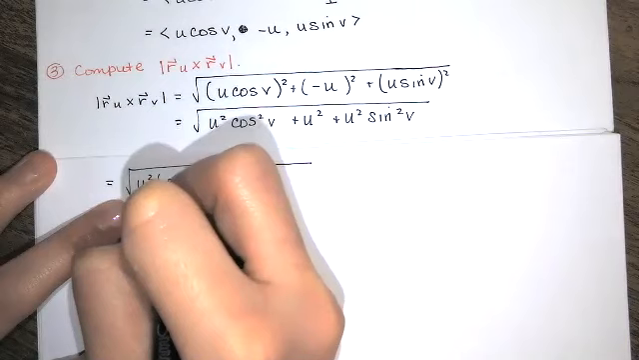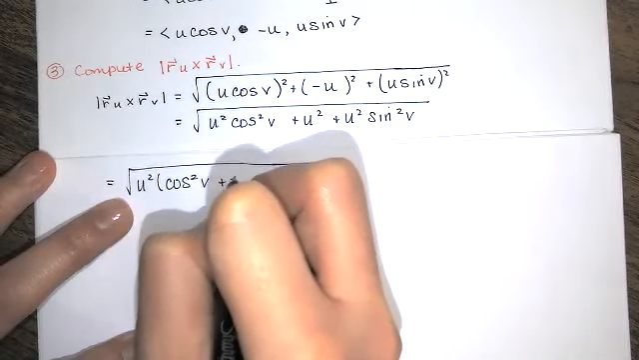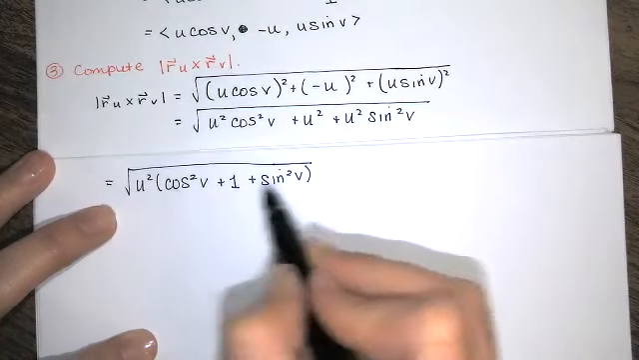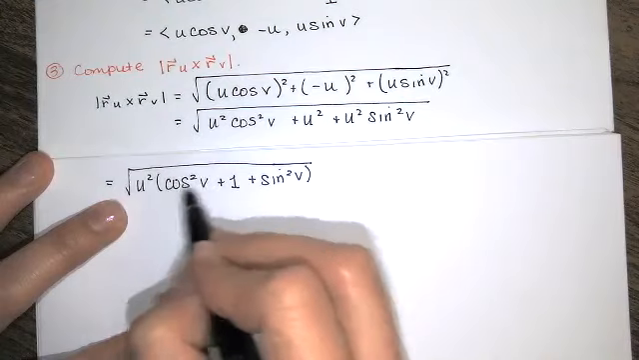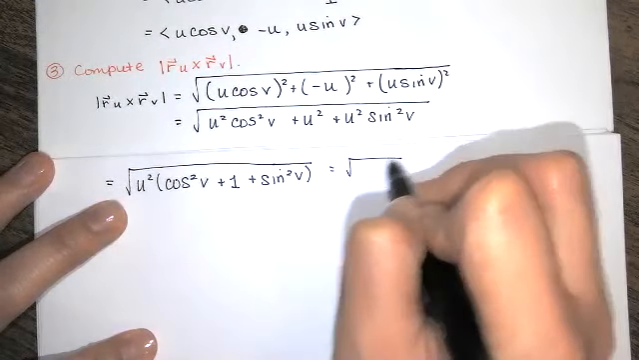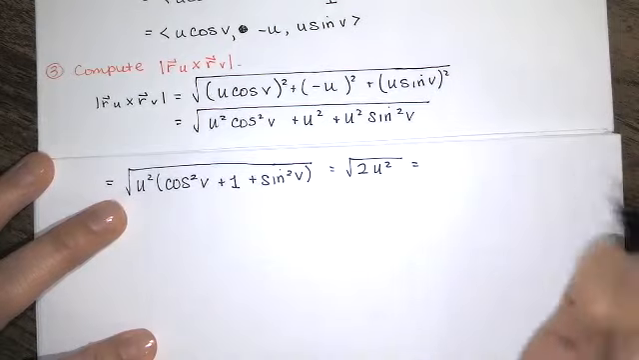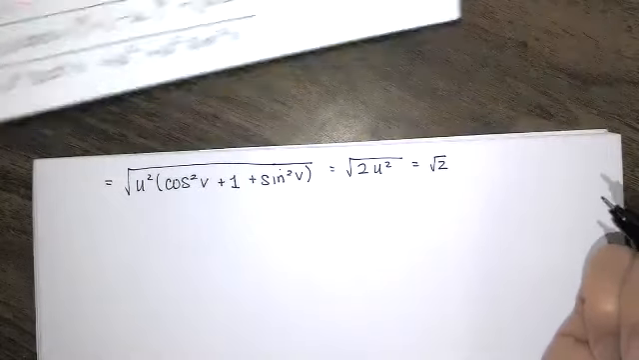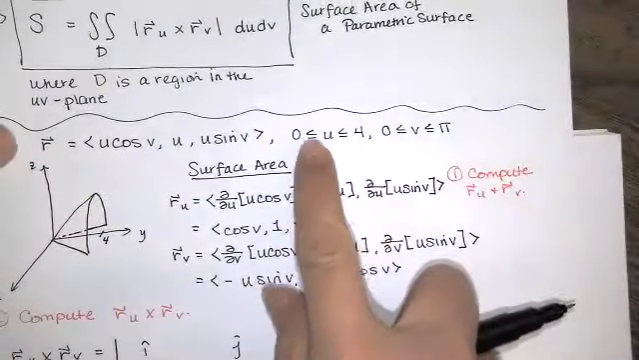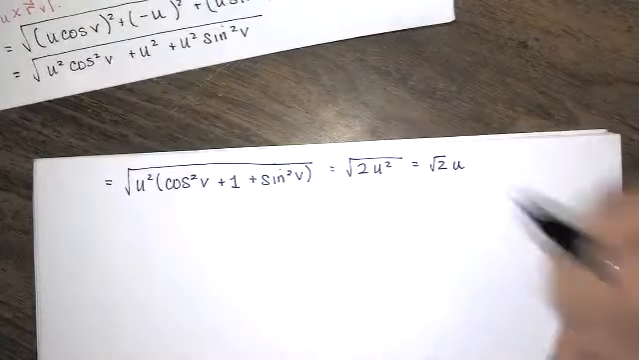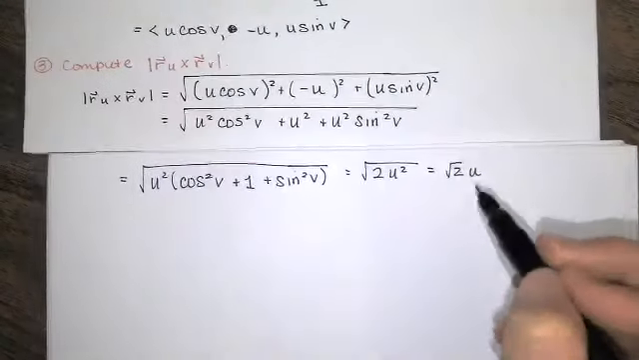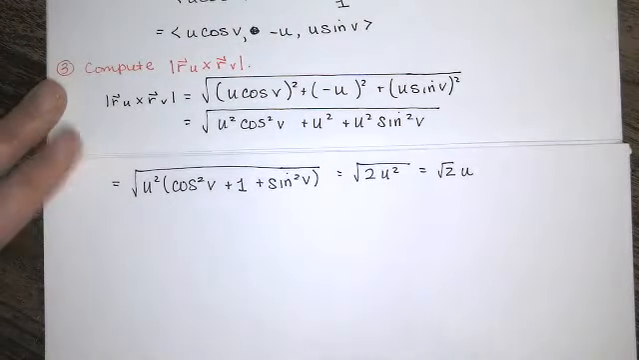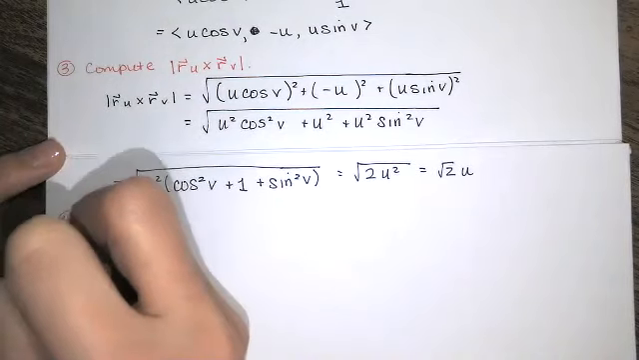Let's see what's left over. Got a cosine squared v plus 1 plus sine squared v. I know you see it. Sine squared plus cosine squared is 1, so we're going to have 1 plus 1 there. That's 2 times our u squared. And so that would be square root of 2 times the absolute value of u in general, but u is on the interval from 0 to 4. So u is non-negative, so we just get u. So that is our integrand. So now we can substitute into our surface area formula.